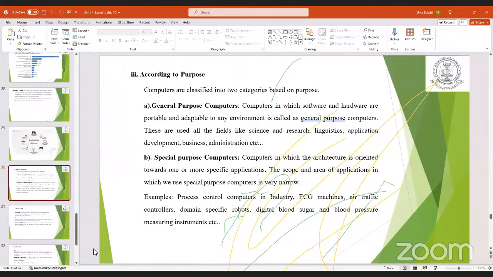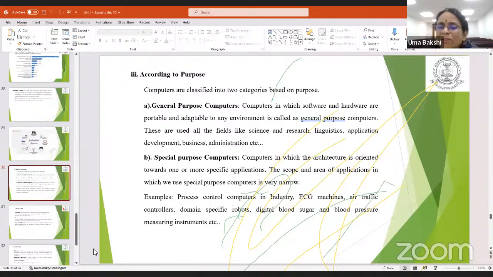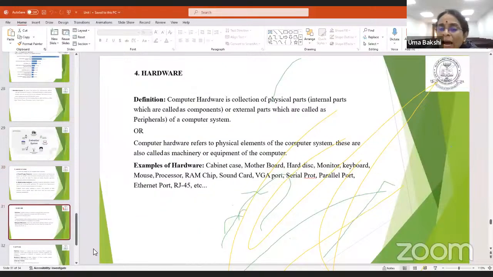Okay. So general purpose computers means normal, simple computers. What we are using is called general purpose computers. And special purpose computers, based on the area you want to work in, you have special purpose computers: ECG machines, air traffic controllers, domain specific robots. All these are called special purpose computers. Then hardware, what will be used in the hardware?